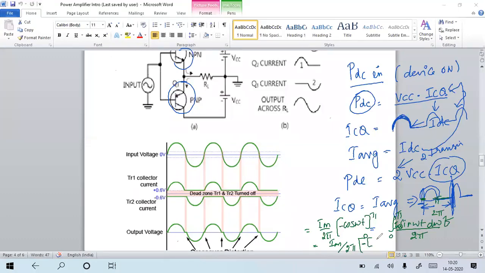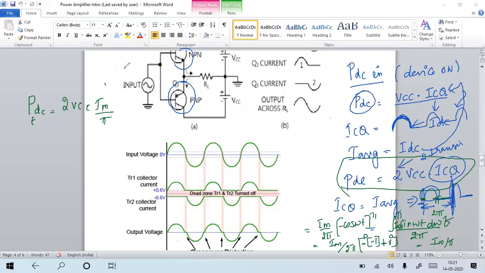Substitute Im by 2 pi times the integration: minus of cos pi, where cos pi equals minus 1, and minus into minus becomes plus of cos 0, which equals 1. So you will get 2 by 2, so you will get Im by pi. Now, what is the average current of the sinusoidal signal? Im by pi. Substitute that here. So total DC power, because of the two transistors, equals 2 into VCC into Im by pi. Correct? This is the DC power.